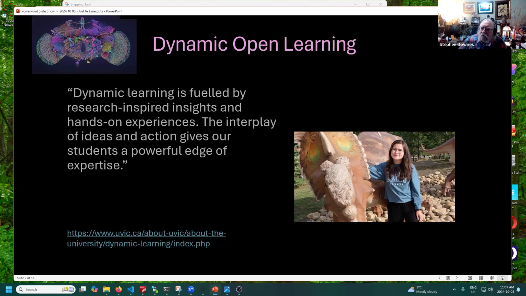Dynamic open learning to be contrasted with static open learning, which is what we saw in the first slide, with the open educational resources stacked up like books, etc. Dynamic open learning is like what they did with the fly.